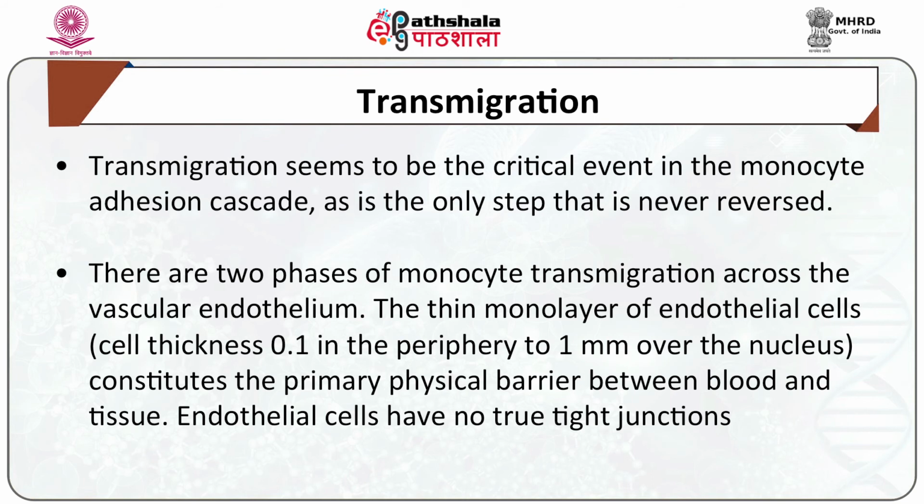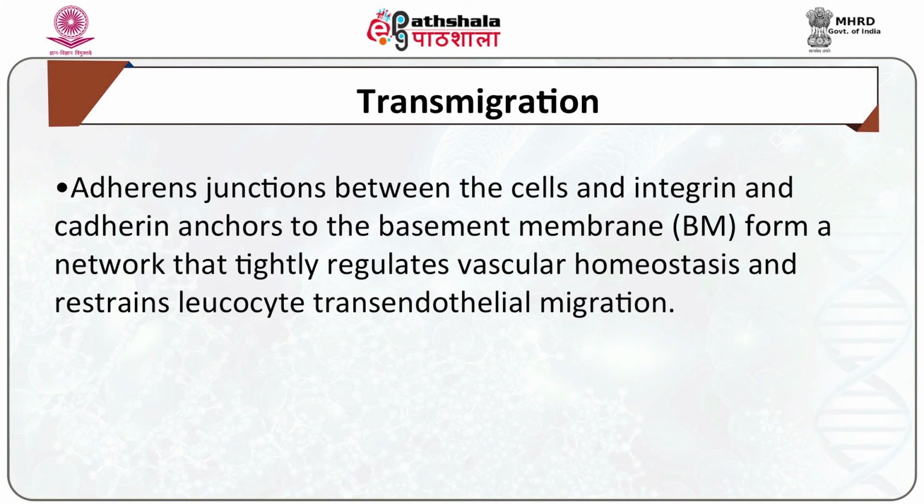The thin monolayer of endothelial cells, with a cell thickness of around 0.1 micron in the periphery to 1 millimeter over the nucleus, constitutes the primary physical barrier between the blood and the tissue. Endothelial cells have no true tight junctions, but adherens junctions between the cells and integrin and cadherin anchors to the basement membrane form a network that tightly regulates vascular homeostasis and restrains leukocyte transendothelial migration.